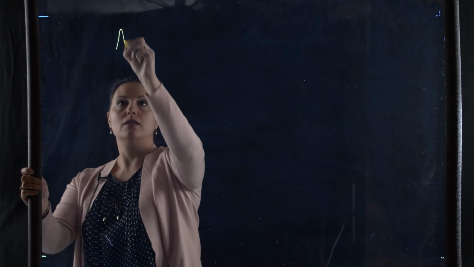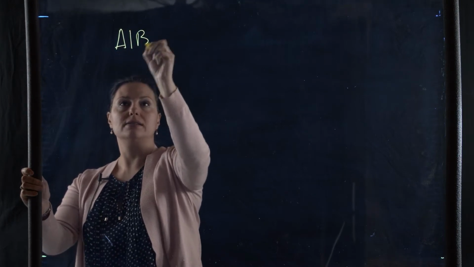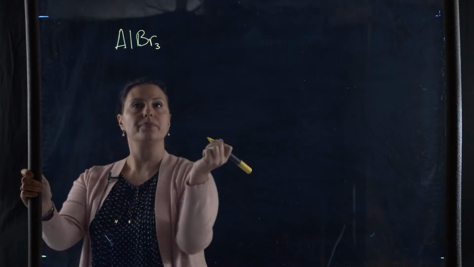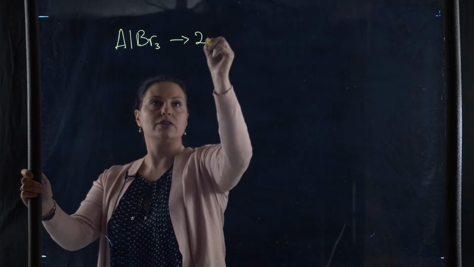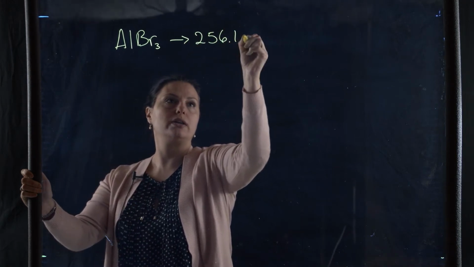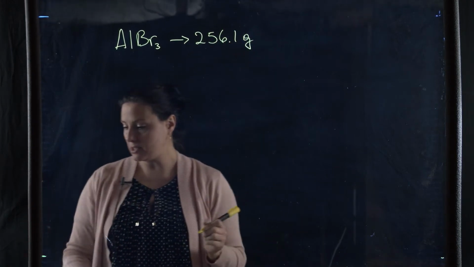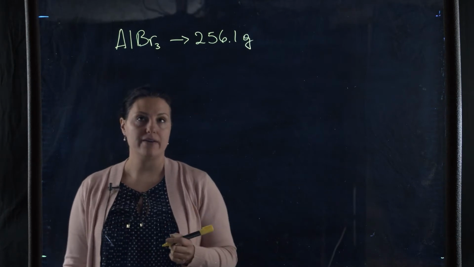Okay, let's look at the problem on slide 35. Given 256.1 grams of aluminum bromide, the formula for aluminum bromide is this, and we have 256.1 grams of the substance. How many moles do we have?